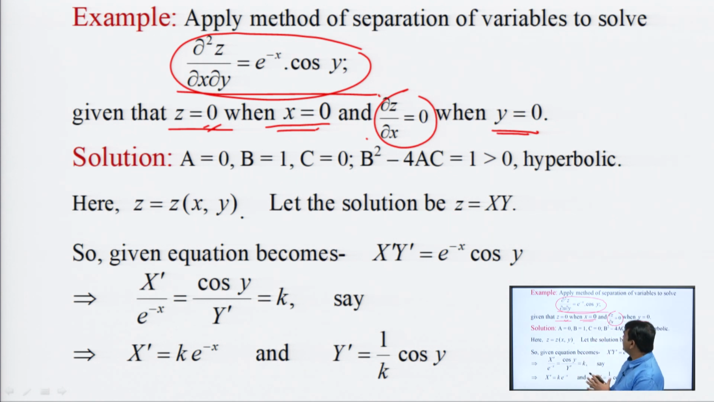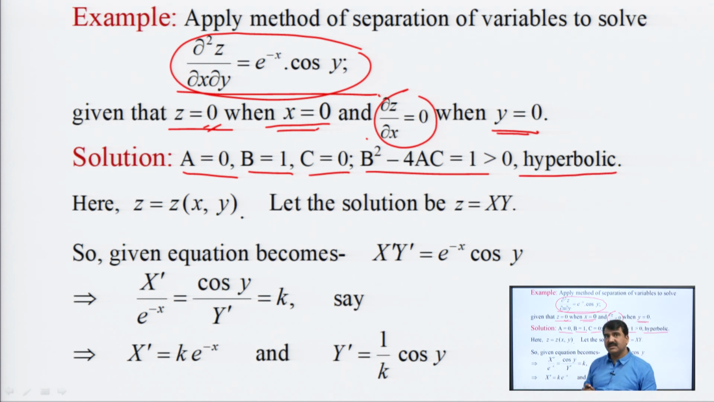Again, if you want to check the nature of this differential equation, then we can see that a is equal to 0, b is equal to 1 and c is equal to 1. So, b square minus 4 ac is equal to 1, which is positive. So, the given differential equation is hyperbolic in nature. Now, we have to find the solution. So, here it is clear that z is a function of x and y. So, let the solution be z is equal to x into y.